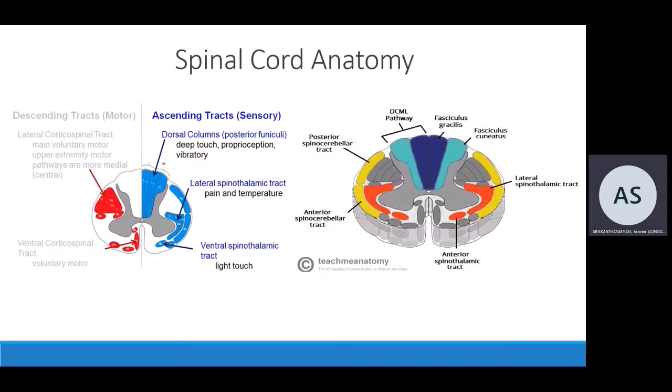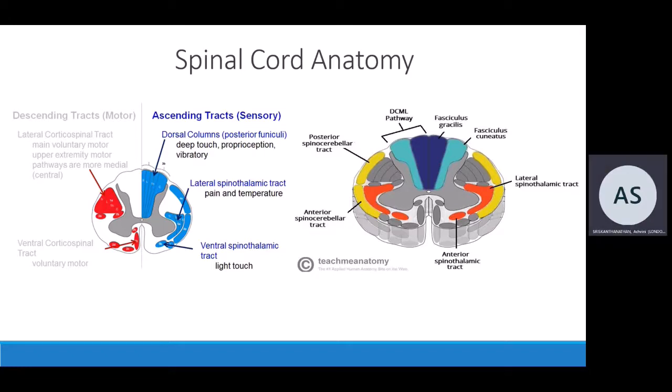Then you've got different groups of tracts. You've got your motor and your sensory. So you've got your motor tracts, which are your descending tracts, going from the brain down to your peripheries. So you've got the corticospinal tracts, and you've got the lateral and the ventral parts of this, which control your voluntary movement. And I'll go into a bit more detail about this later on.